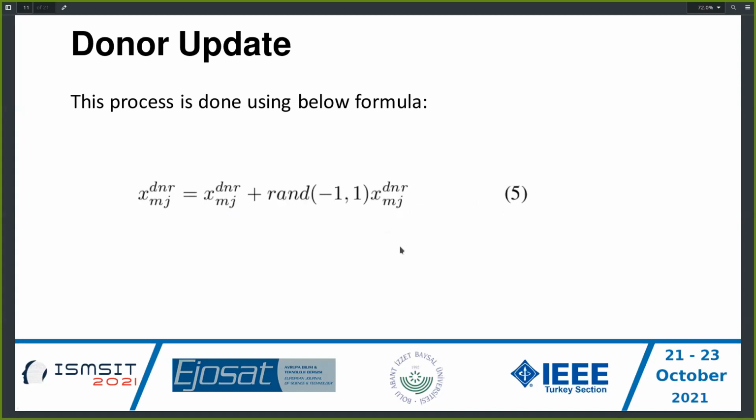And for the donor update, as I said earlier, if some receiver gets better results than the donor itself, so these individuals now have a better immune response than the donor, we have to update the donor. We are using this equation for updating the donor.